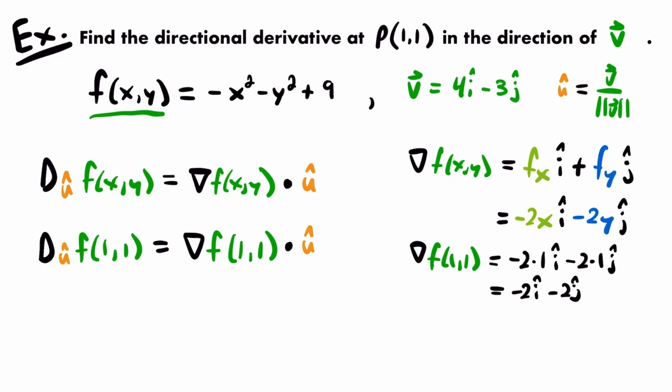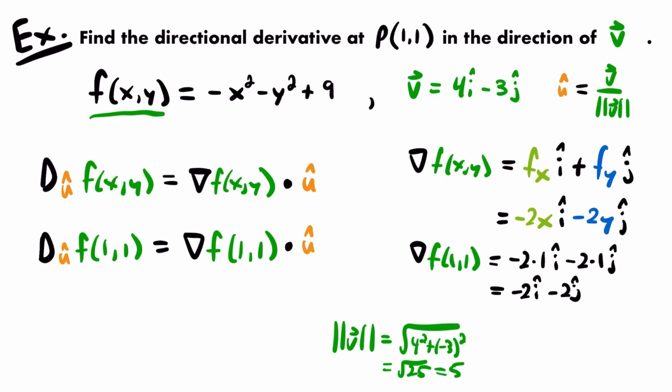Remember, a unit vector is equal to a vector divided by its magnitude. So let's see what the magnitude of vector v is here. The magnitude of vector v will be equal to the square root of the sum of the components squared. So we have 4 squared plus negative 3 squared. 4 squared is 16, negative 3 squared is 9, so 16 plus 9 is 25. So what you get here is the square root of 25, which is 5.